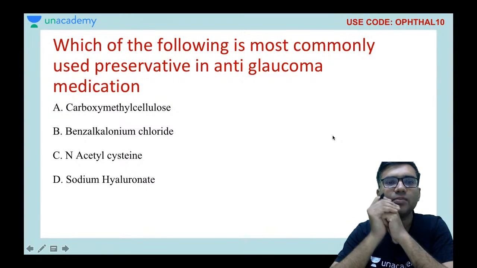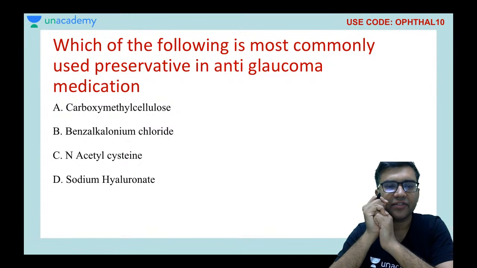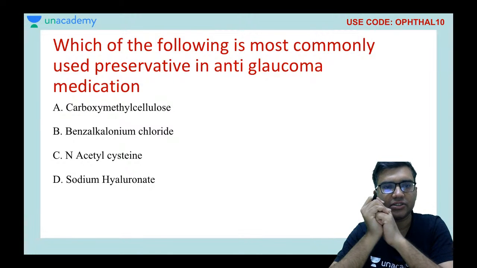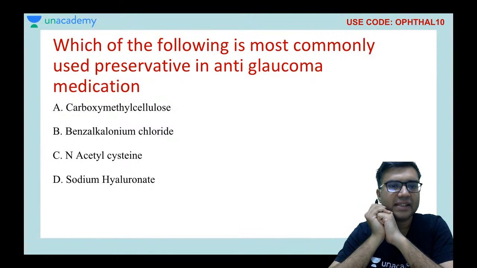Which of the following is the most commonly used preservative in anti-glaucoma medication? Your options are carboxymethylcellulose, benzalkonium chloride, N-acetylcysteine, or sodium hyaluronate.